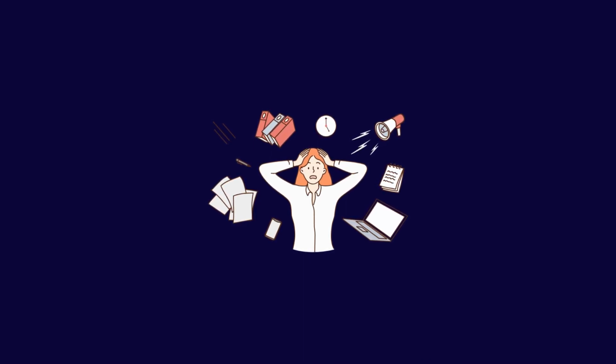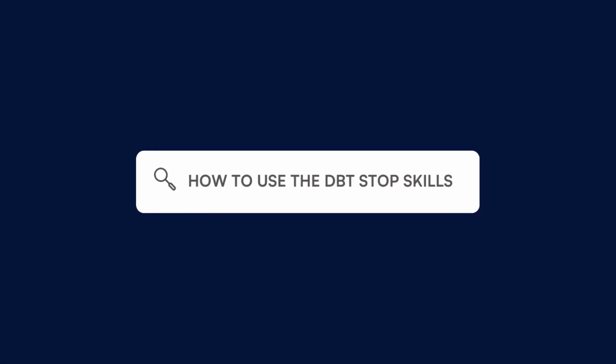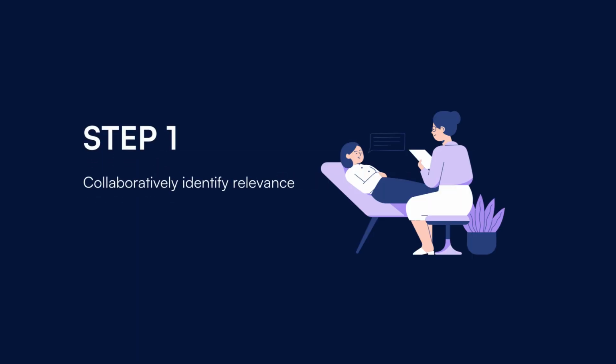To use our free DBT STOP Skills list, follow these steps. Download our DBT STOP Skills list from the Carepatron platform, which you can find in the link in the description. Engage your client in identifying the DBT STOP skill that best resonates with their emotional state. Collaboratively assess which technique aligns with their needs.